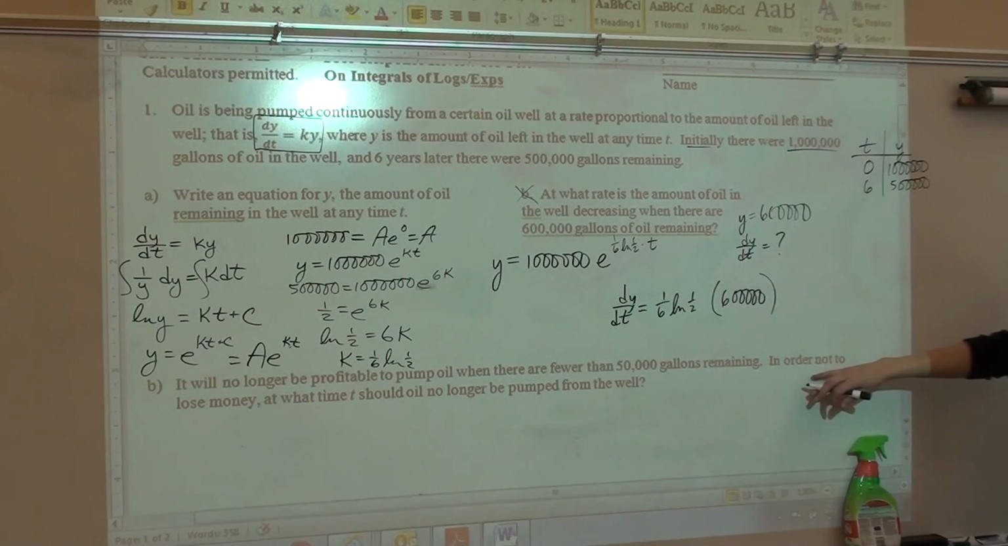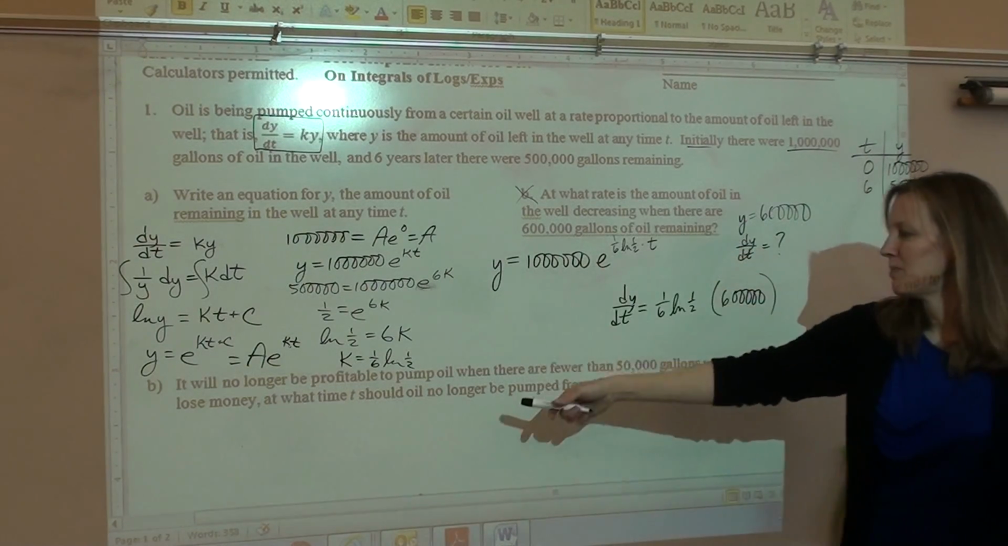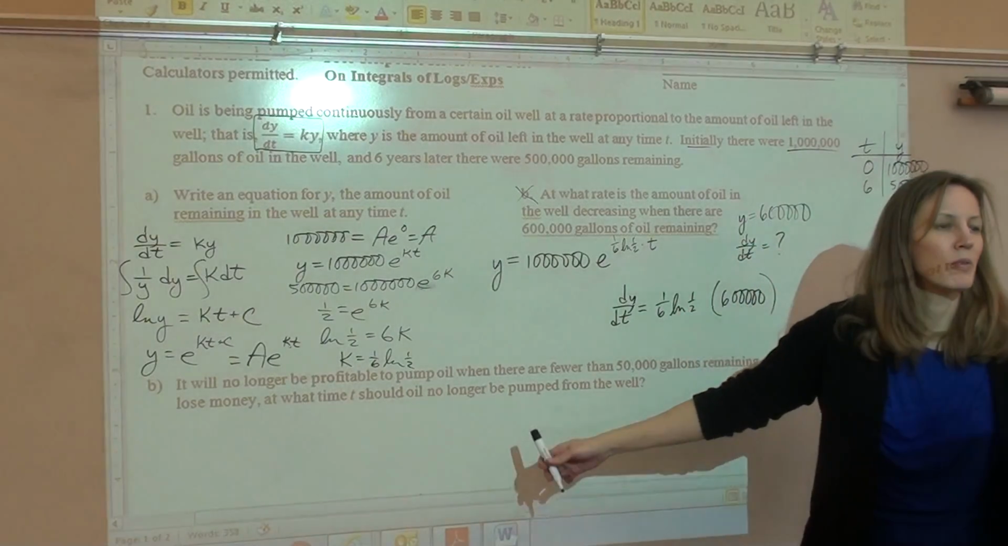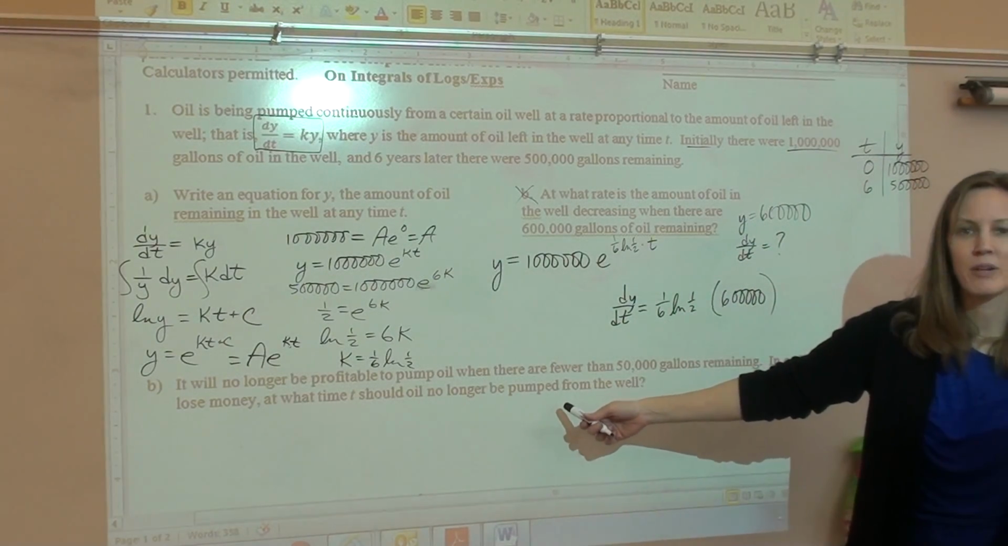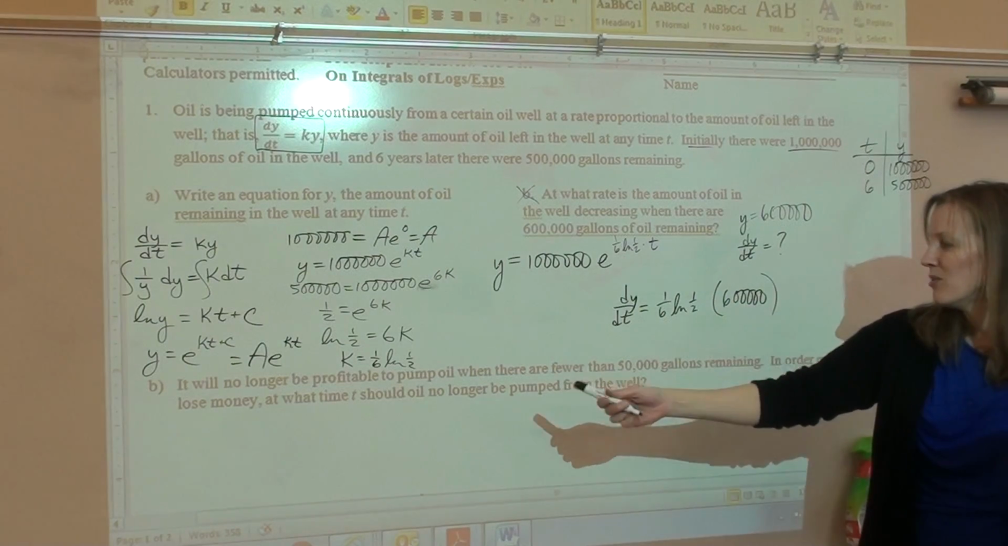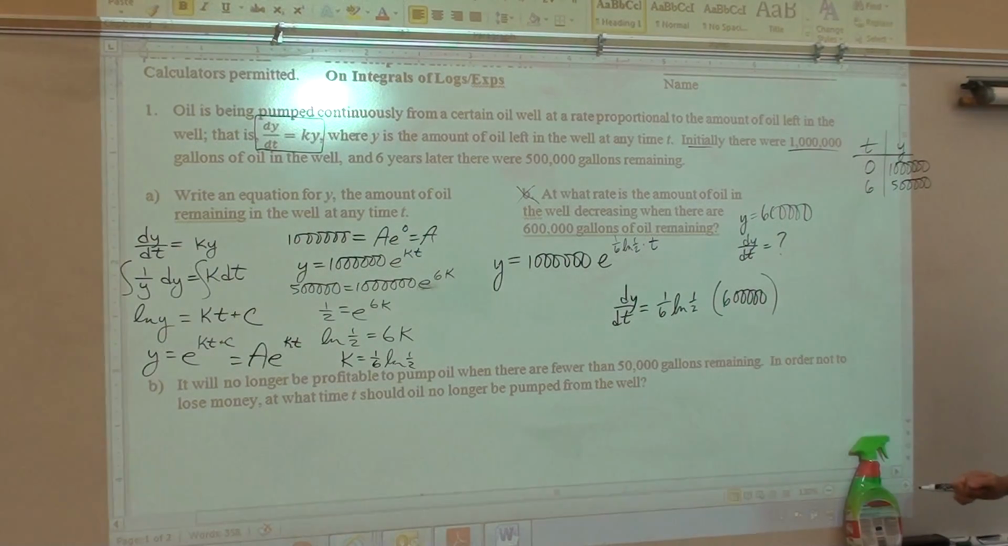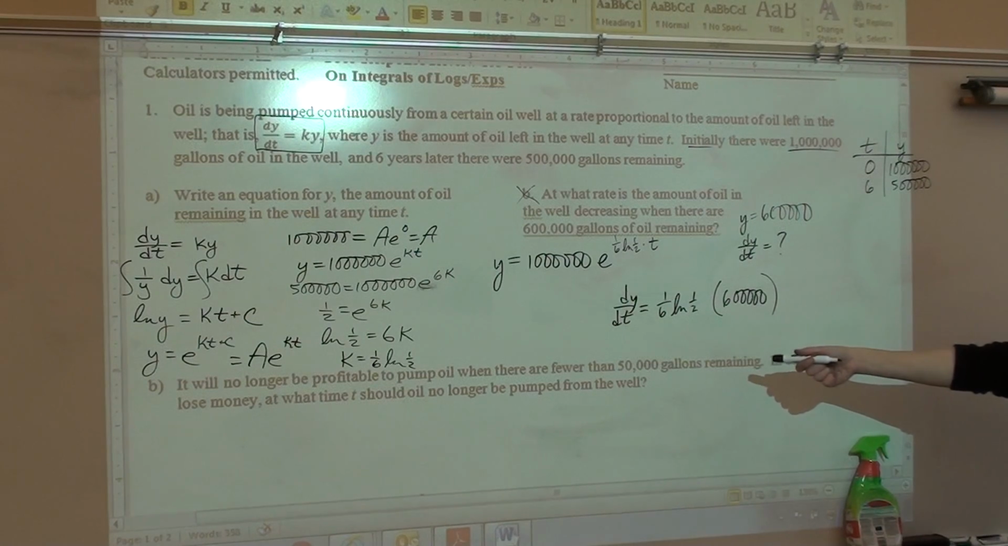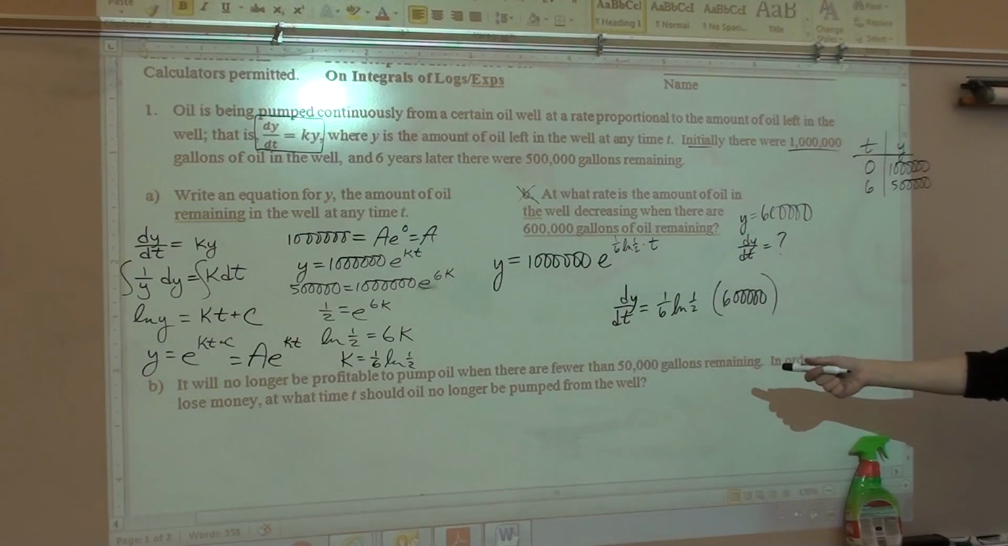Part B, the second part B, don't you love you have A, B, B? Okay, so second part B says, it will no longer be profitable to pump oil when there are fewer than 50,000 gallons remaining. In order not to lose money, at what time t should oil no longer be pumped from the well? So when should we stop pumping? Well, we want to know at what time does the y value equal 50,000.